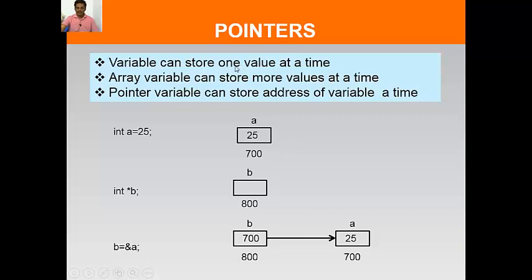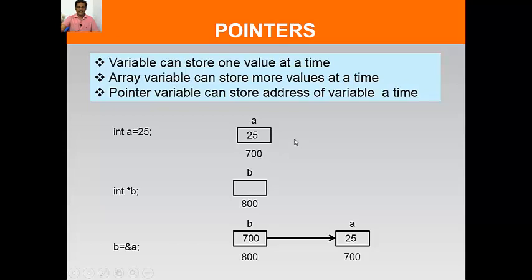A pointer variable is a kind of variable that can store the address of another variable. For example, int a equal to 25. A is an integer variable, so it occupies 2 bytes. This is the location for a. This is the location name. 25 is the value at the location. That 700 is the address. So each and every byte has an integer address.